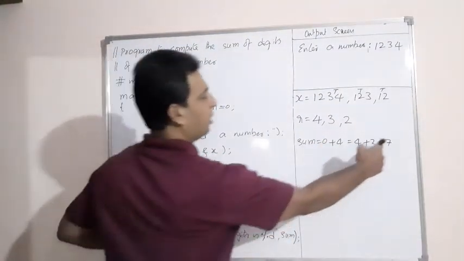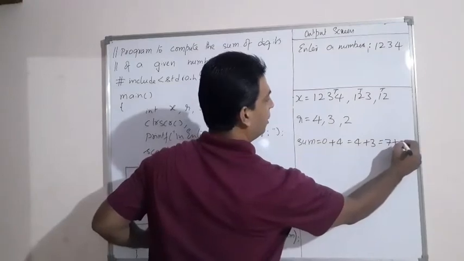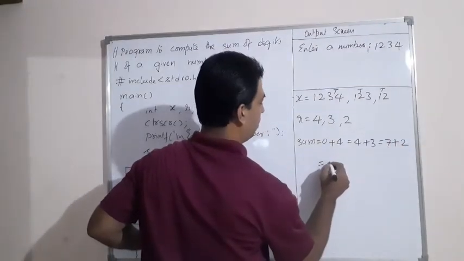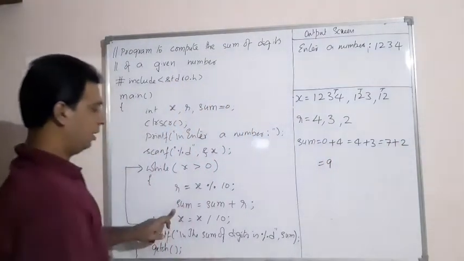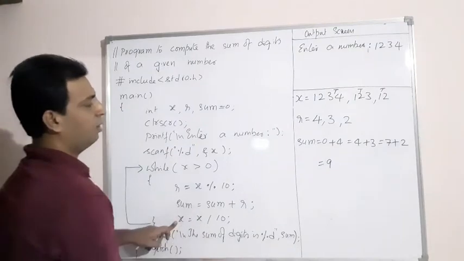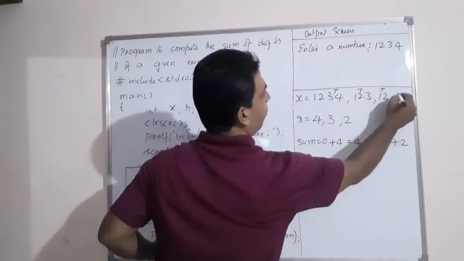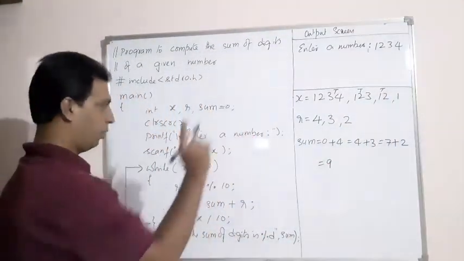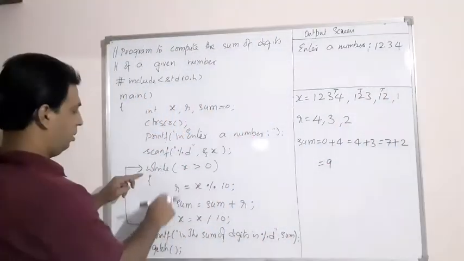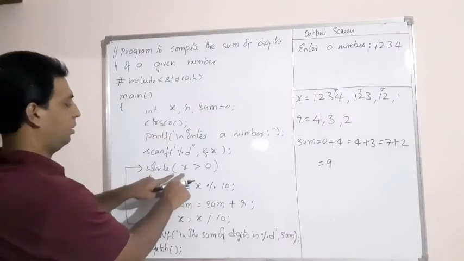Then sum is equal to sum plus R. Sum current value is 7, plus R is 2, that gives you sum as 9. Right? Then x is equal to x by 10, which is 12 by 10. So 12 by 10, quotient will be 1. Right? That is stored in x. Then repeat back with the condition here.